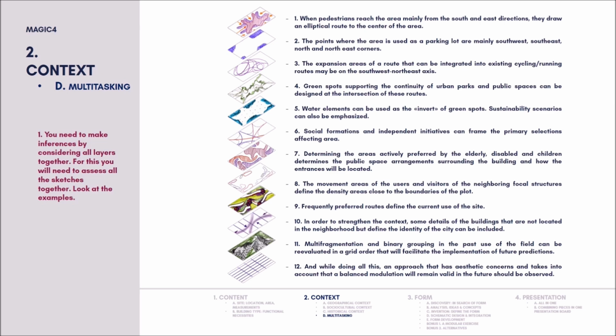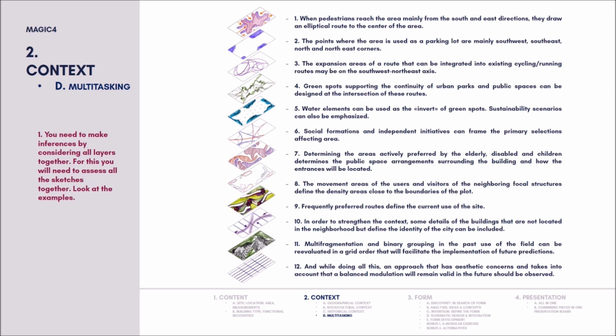5. Water elements can be used as the invert of green spots. Sustainability scenarios can also be emphasized. 6. Social formations and independent initiatives can frame the primary selections affecting the area. 7. Determining the areas actively preferred by the elderly, disabled and children determines the public space arrangements surrounding the building and how the entrances will be located. 8. The movement areas of the users and visitors of the neighboring focal structures define the density areas close to the boundaries of the plot.